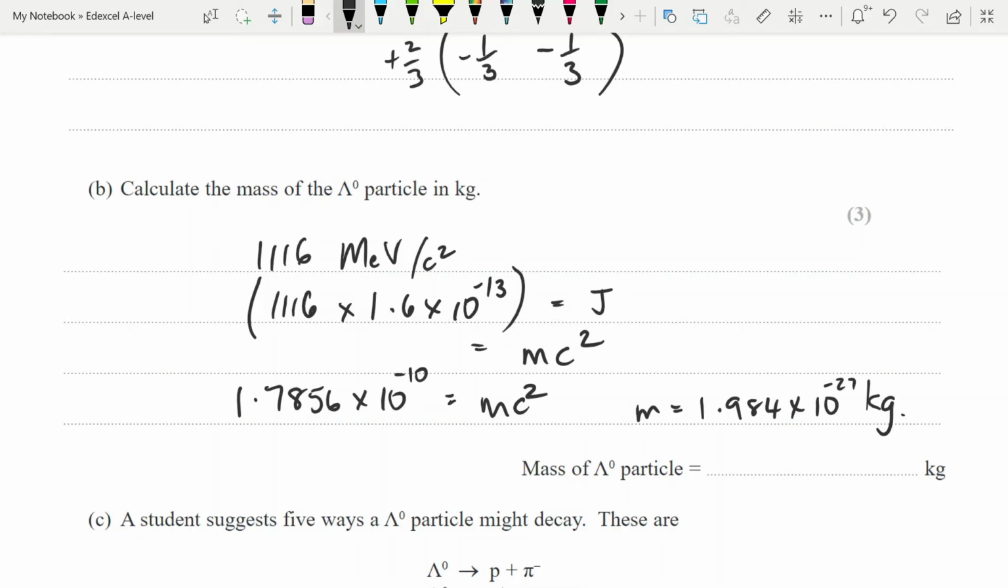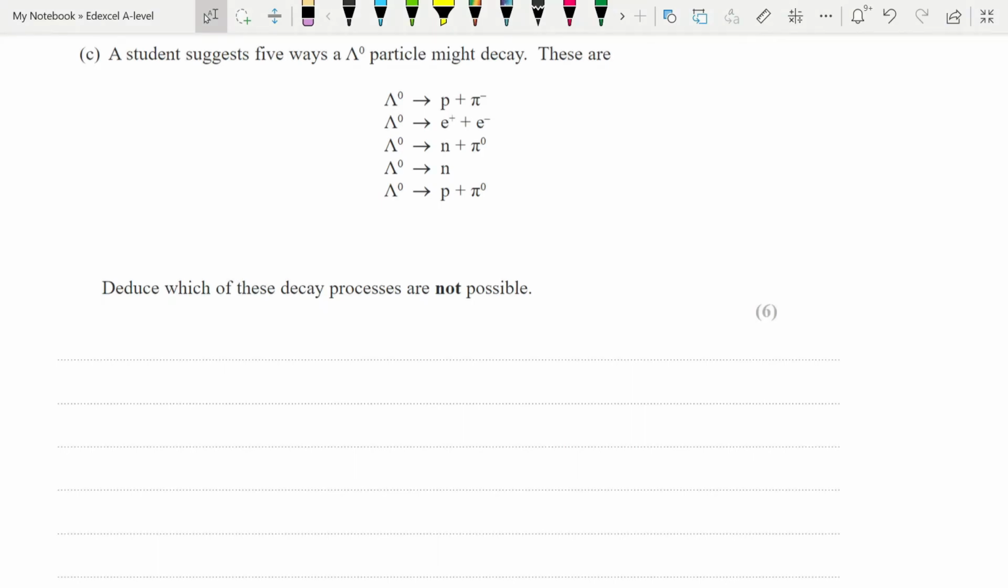The key here is to remember, when they give you the mass in megaelectron volts per c squared, you just think of that as the mega electron volt energy, and I'm just turning that into joules and then using my equation. This is a really nice question, and it really tests your particle interaction and is the perfect example of applying our conservation rules. So it says, here are 5 possible ways suggested by a student that our lambda particle might decay. And these are, deduce which of these decays are not possible.